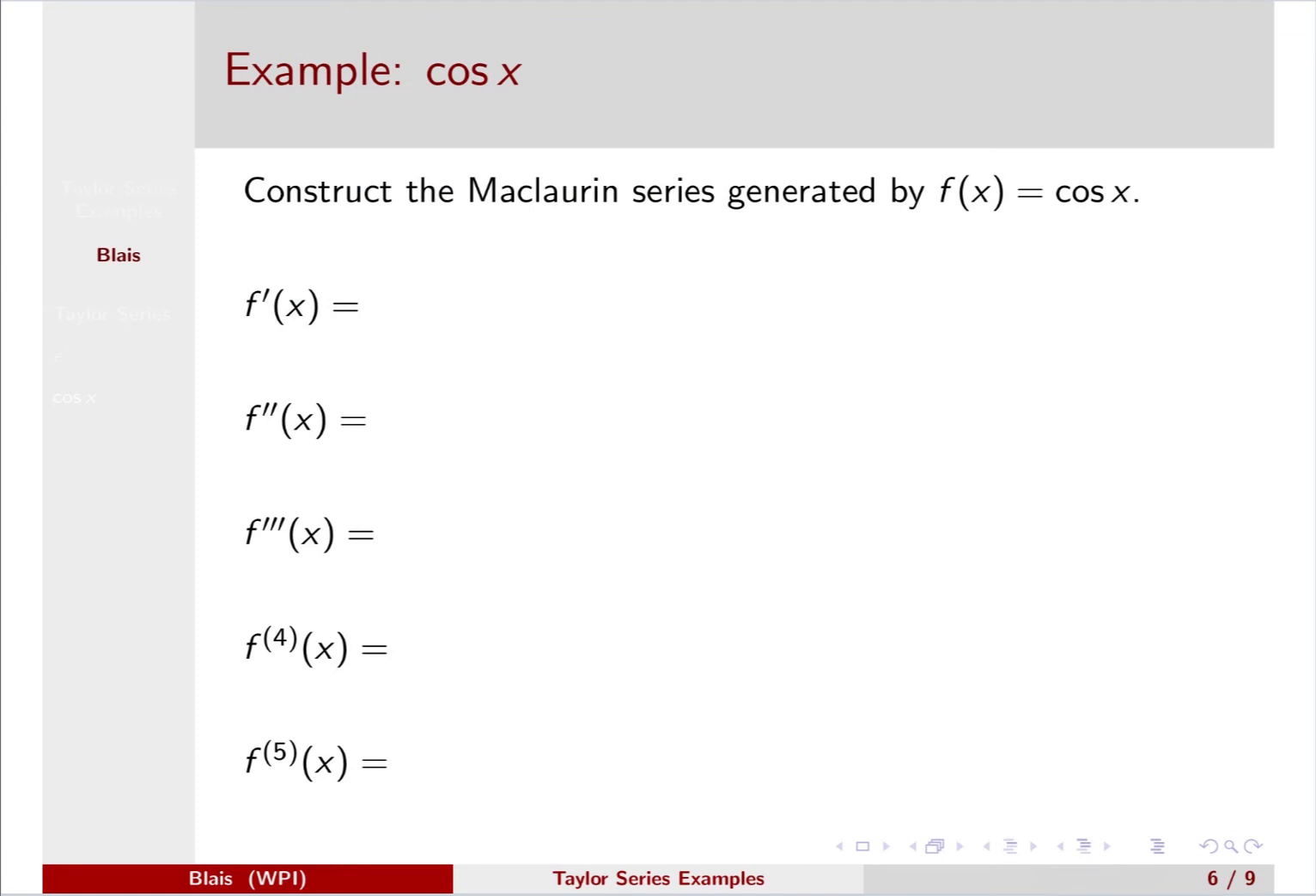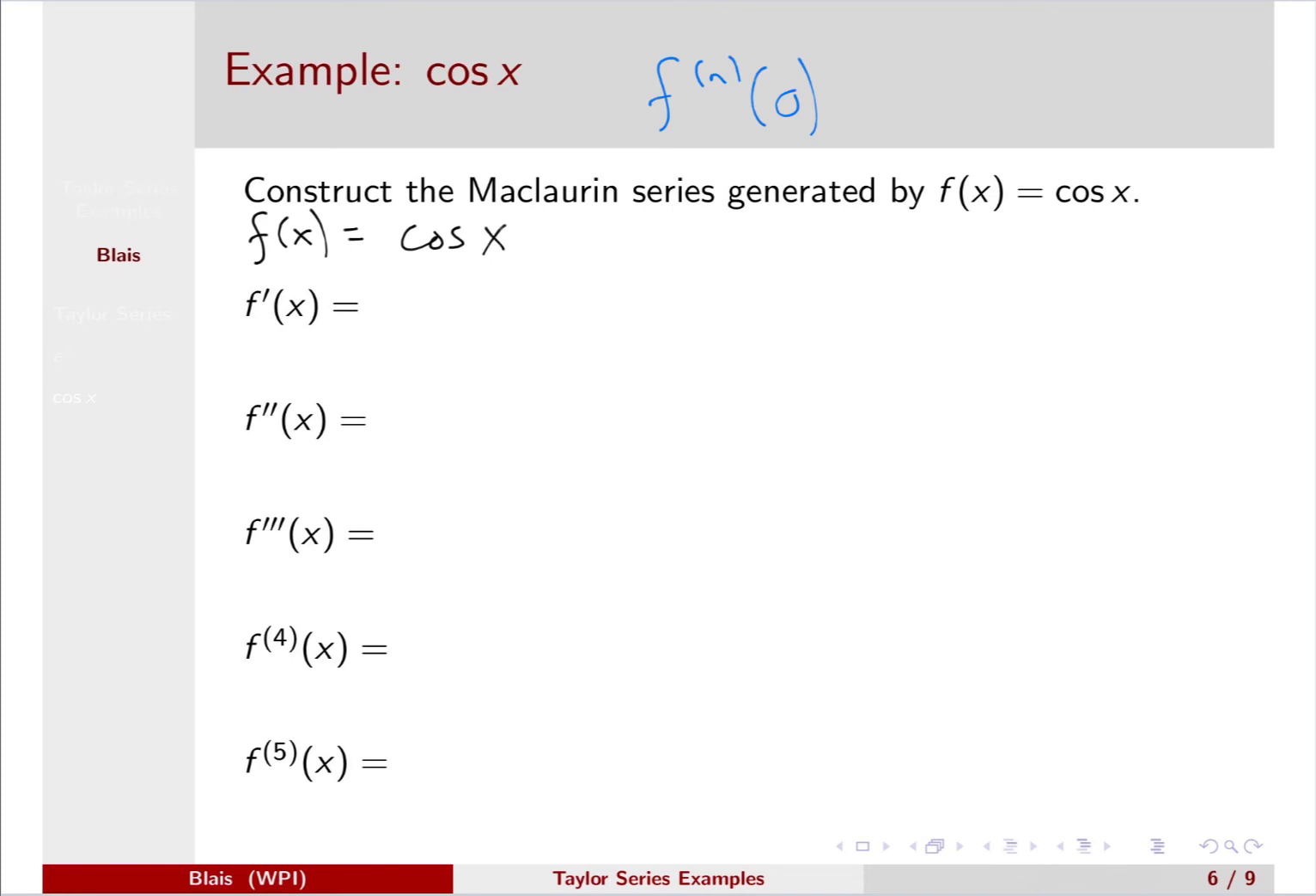Another standard example is to look at this for cosine of x. So let's construct the Maclaurin series generated by cosine of x. And of course, we recall the goal here is to find the pattern. What's an expression for the nth derivative of cosine of x evaluated at 0? And so we look at things in terms of these derivatives.